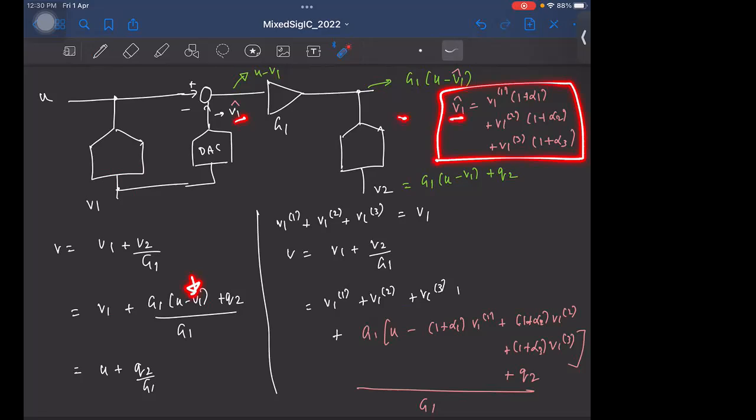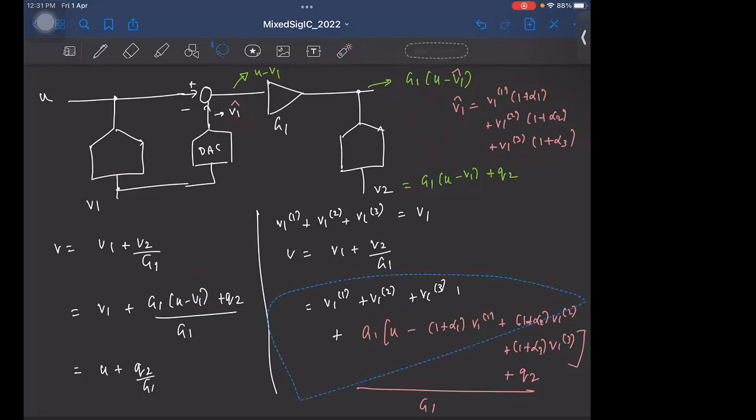Is that okay? So now, let me copy it somewhere. No, that's what we have considered, isn't it? After considering mismatch, we have this 1 plus alpha 1, 1 plus alpha 2, 1 plus alpha 3. Which mismatch are you talking about?